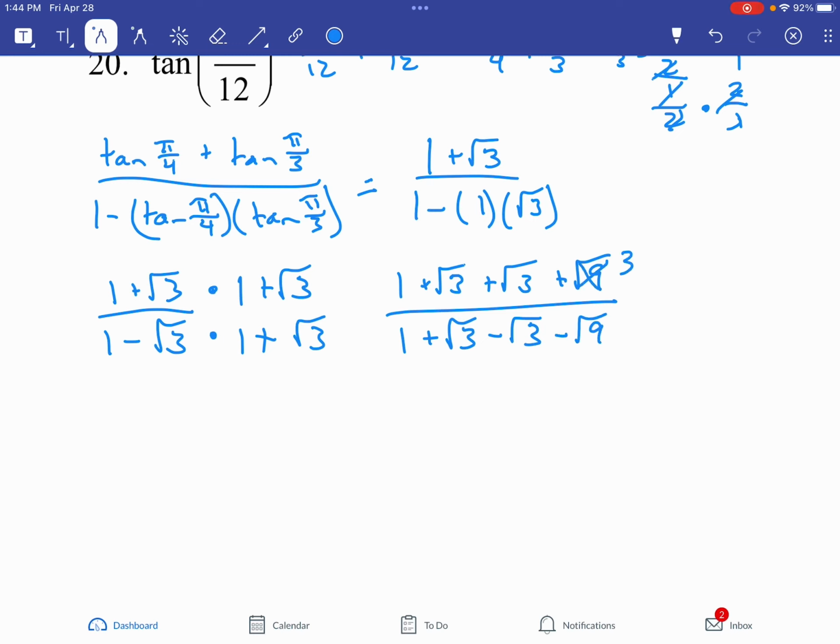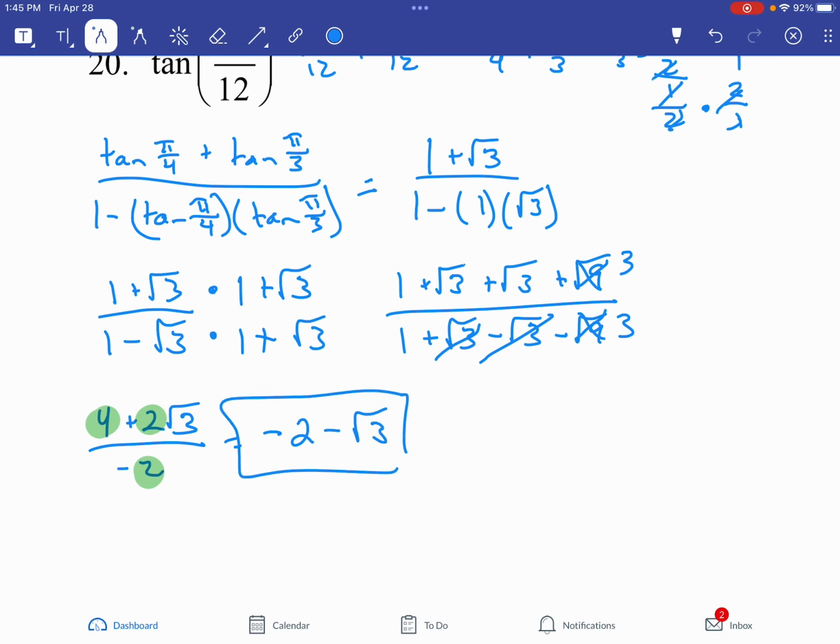The root 9s both become 3s. So I have 1 plus 3 is 4. And then the 2 root 3s become 2 root 3. On the bottom, the root 3s cancel. And 1 minus 3 is negative 2. Again, these terms are all common multiples, so we can reduce it by 2. So 4 divided by negative 2 is negative 2. And then 2 root 3 divided by negative 2 is negative root 3. And this is your answer.